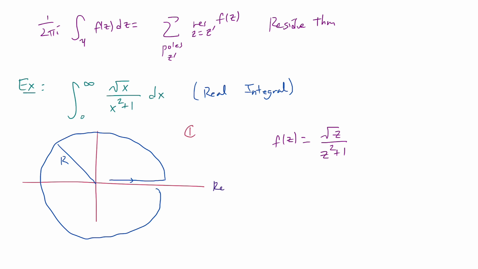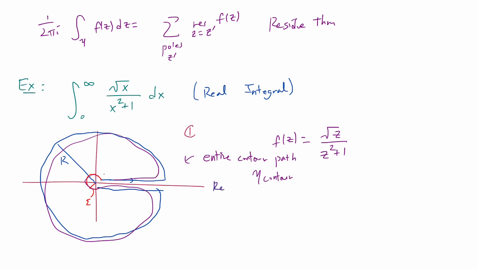And then I'm going to come back down the same sort of corridor. And here I'm also going to circle, maybe with radius epsilon. So again, my entire path looks something like this: I go around the circle of radius R, I come back, and then I circle the radius epsilon. Let's call this entire contour gamma contour. Obviously it depends on R and epsilon, that's implicit.